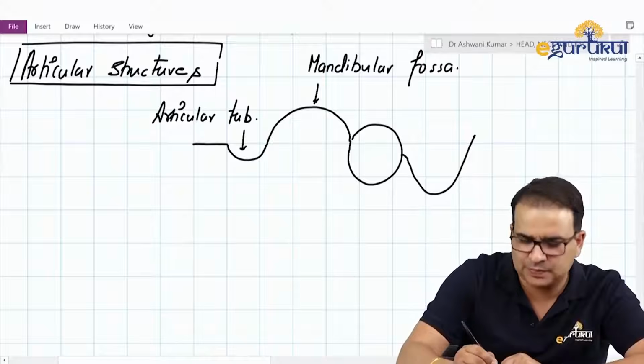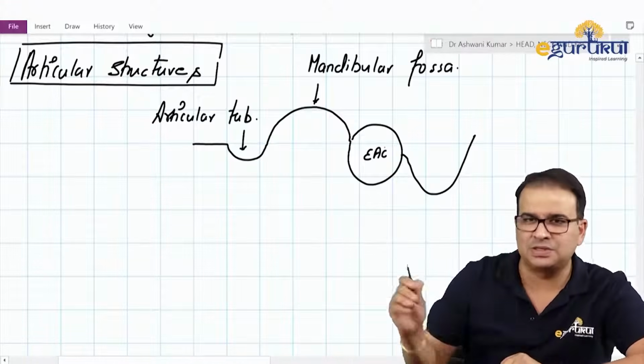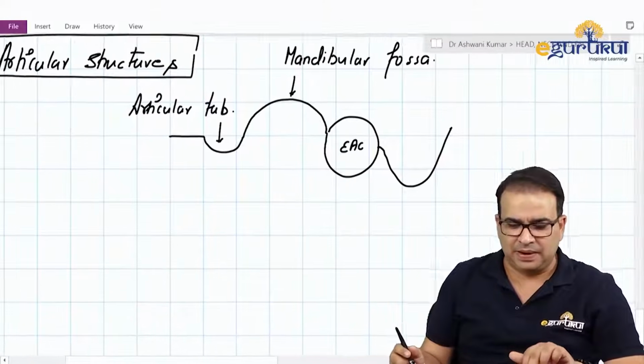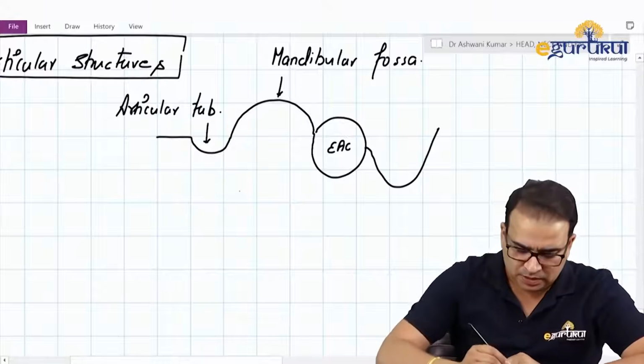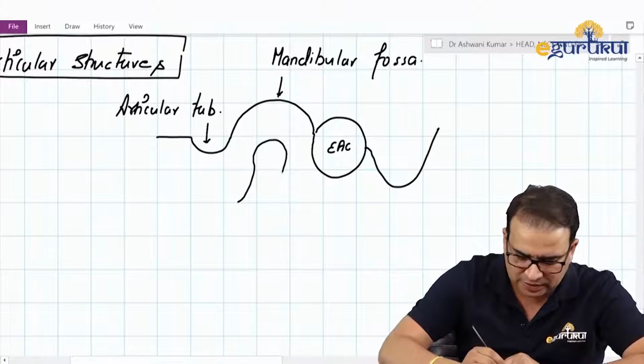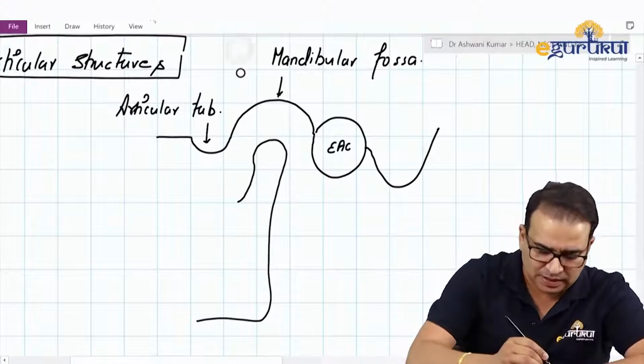Mandibular fossa, as I said, is present in the squamous part of the temporal bone. This here is the external auditory canal, which is lined in its anterior wall and the floor by the tympanic plate. The lower articular structure is the head of the mandible. So let's say this is the head here, and if I draw some part of the ramus and the angle, that's the head of the mandible.